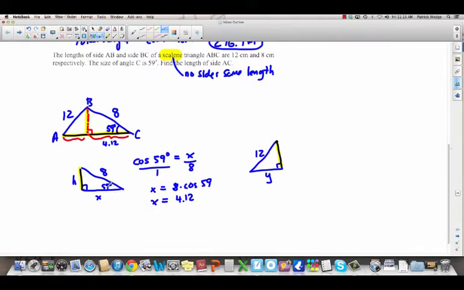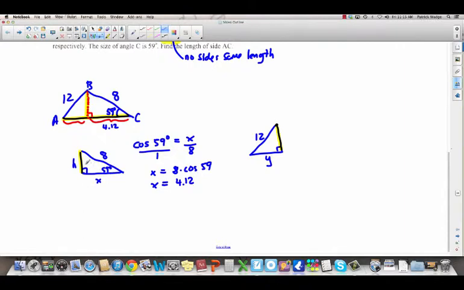You can call it whatever you want, but I'll call it h for height. So look from the 59, we're using the h and the 8. You could also use the 4.12 here if you want, but I'll just use what we have, which is h and 8. Look from the 59 degrees and we have opposite. We're interested in getting that side. That's the opposite side, and we know the hypotenuse here. Opposite and hypotenuse is sine. So we're going to do sine 59 equals opposite, which is h, over 8.